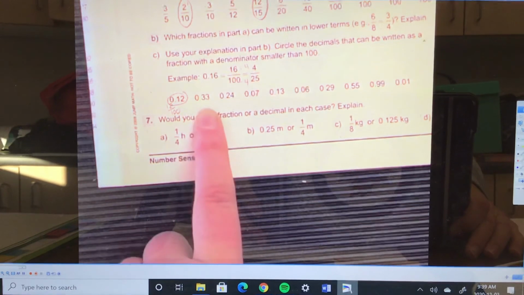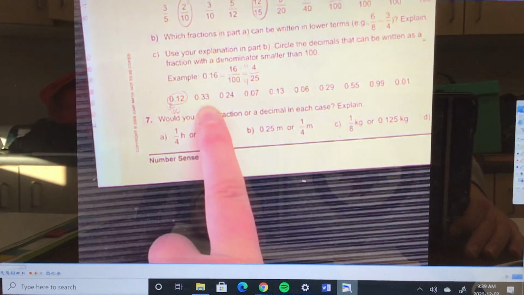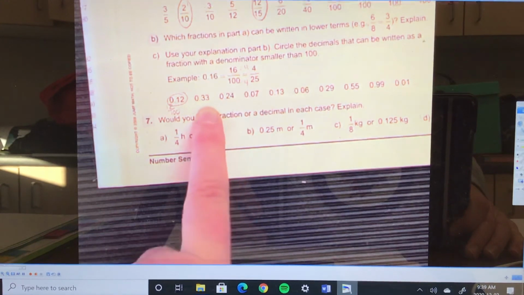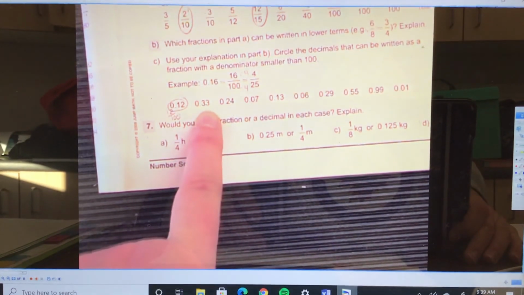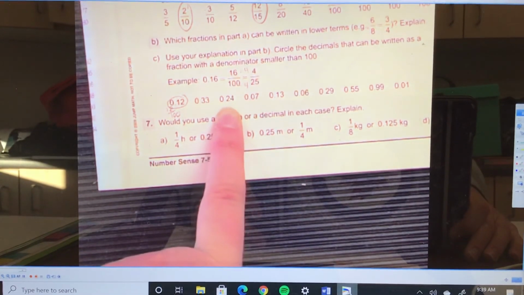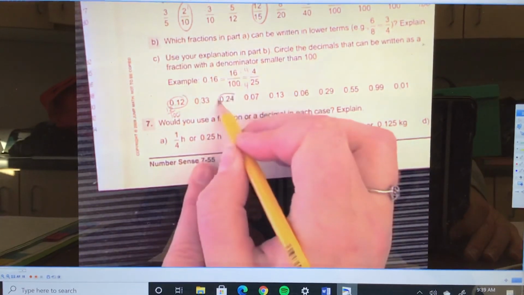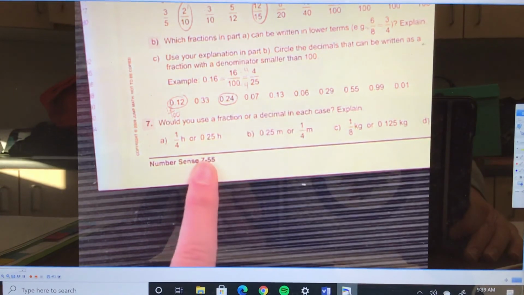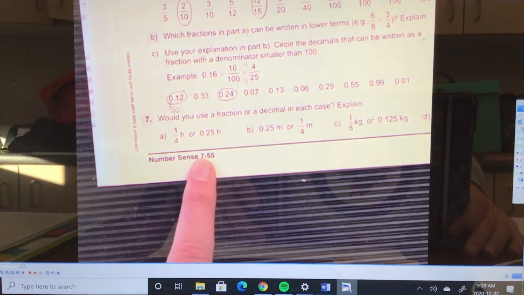What about 33 and 100? Do they have any common factors? No. So we can't circle that one. It would only be 100. It couldn't get smaller. What about 24? Yes. Basically any even number can at least go down to something out of 50 because we can divide it by 2. Okay?